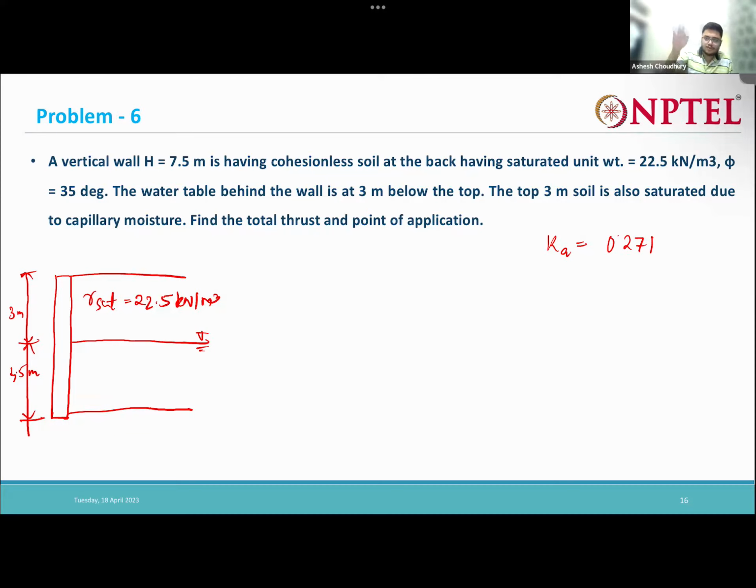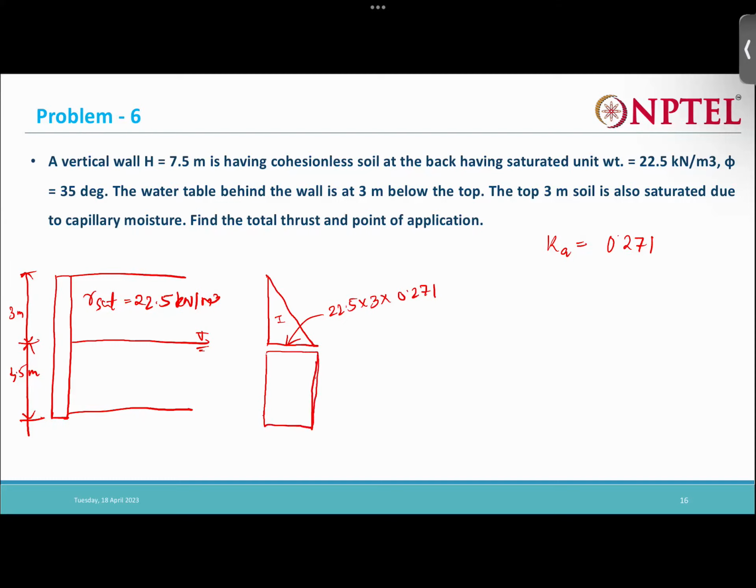So the upper portion is also saturated. For here, it will be normal as usual: 22.5 into 3 into 0.27. And then we will have the lower portion. The top layer is also saturated due to capillary moisture.